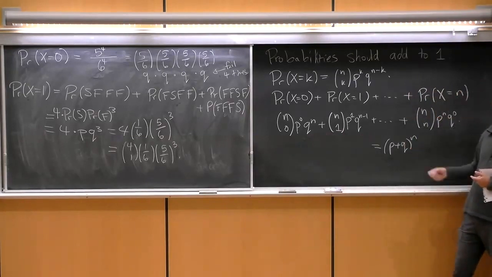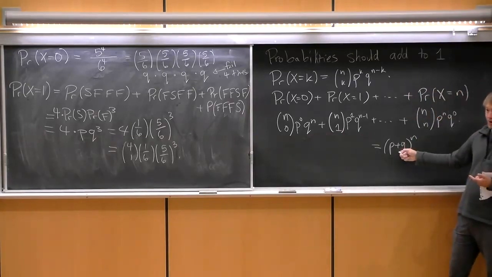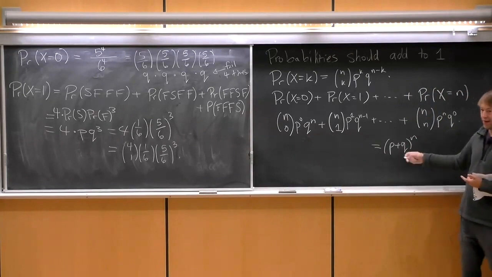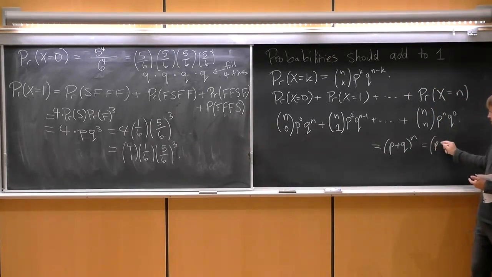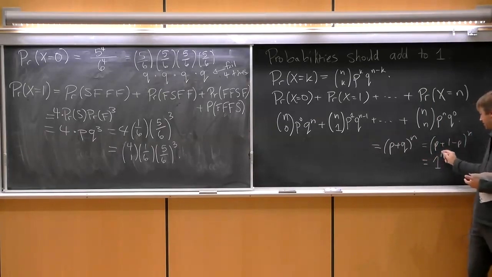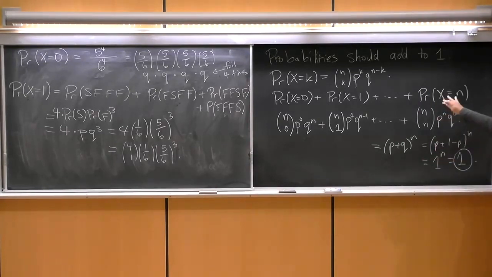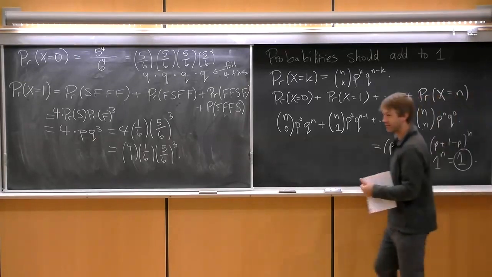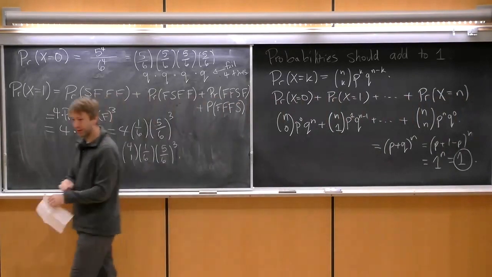But what's p plus q to the n? Remember, q is 1 minus p, right? So that's p plus 1 minus p to the n, so it's just 1 to the n, which is 1. So there's nothing wrong with the universe, right? The sum of the probabilities does equal 1. Any questions about that?